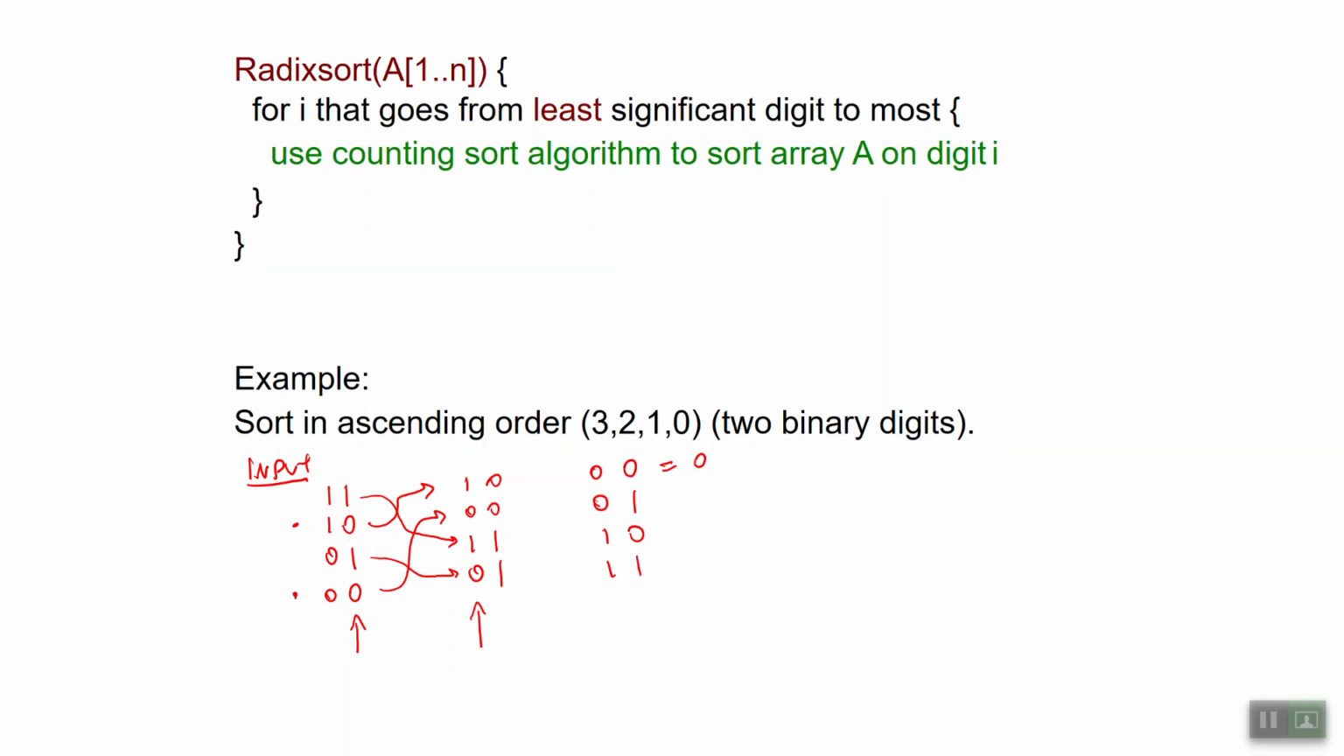Okay? That's exactly what I wanted, because 0 0 of course is equal to 0 in standard base 10. Then 0 1 is 1, 1 0 is 2, and 1 1 is 3. So I've sorted correctly my array.